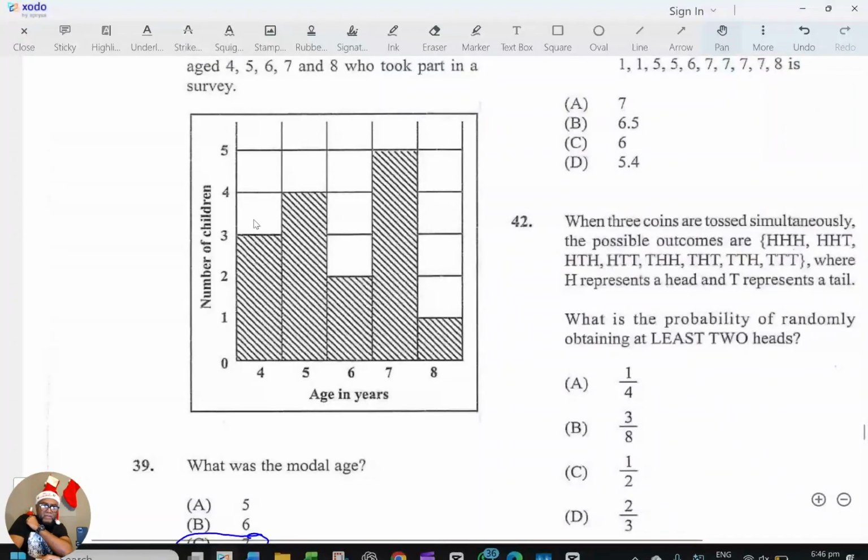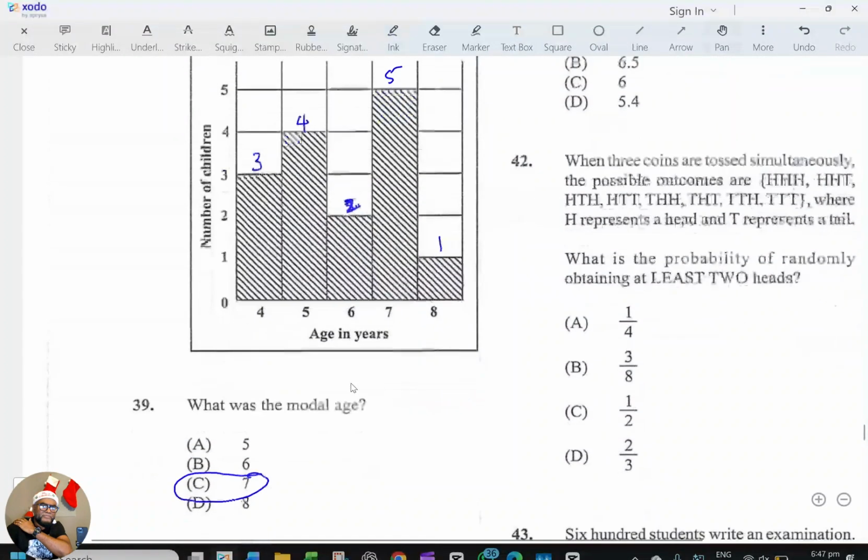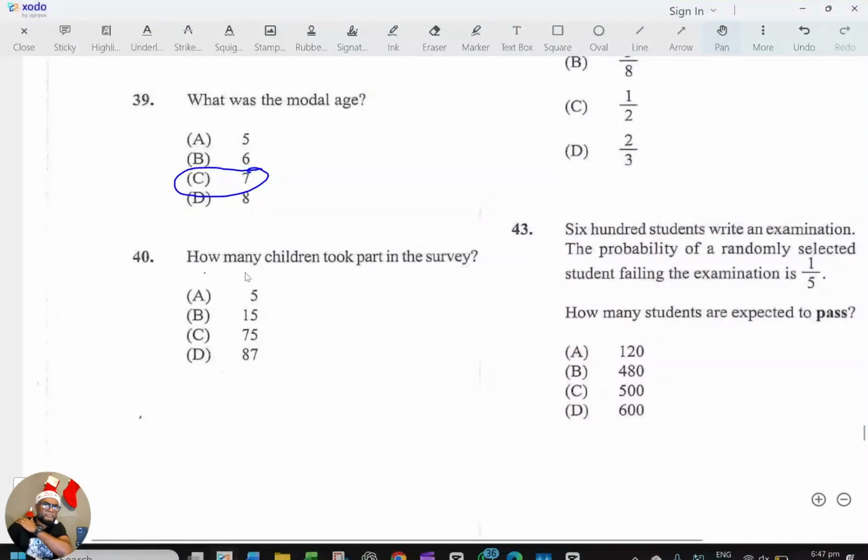Let me add now. How many children had an age of 4? 3. So 3 plus 4, plus 5, plus 2, plus 1. When you add it up, what do you get? 15. We get 15. Nice. All right, 15.